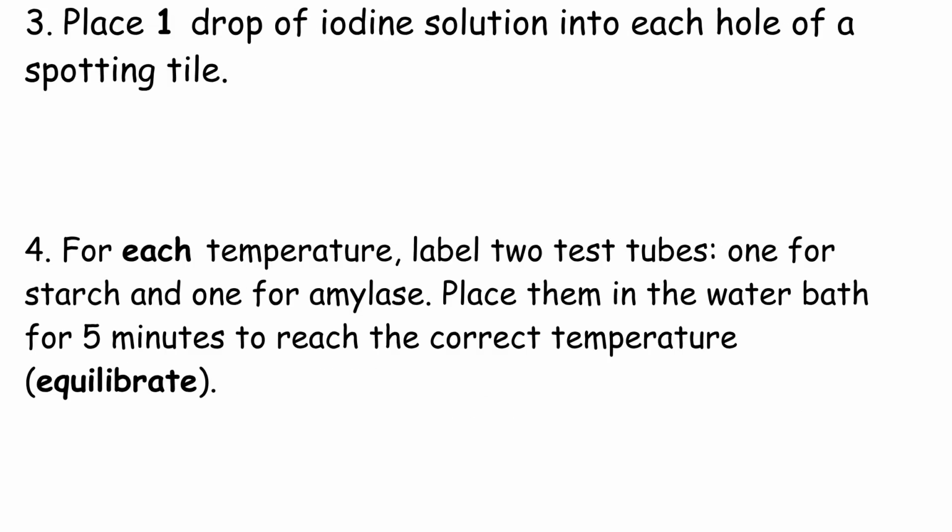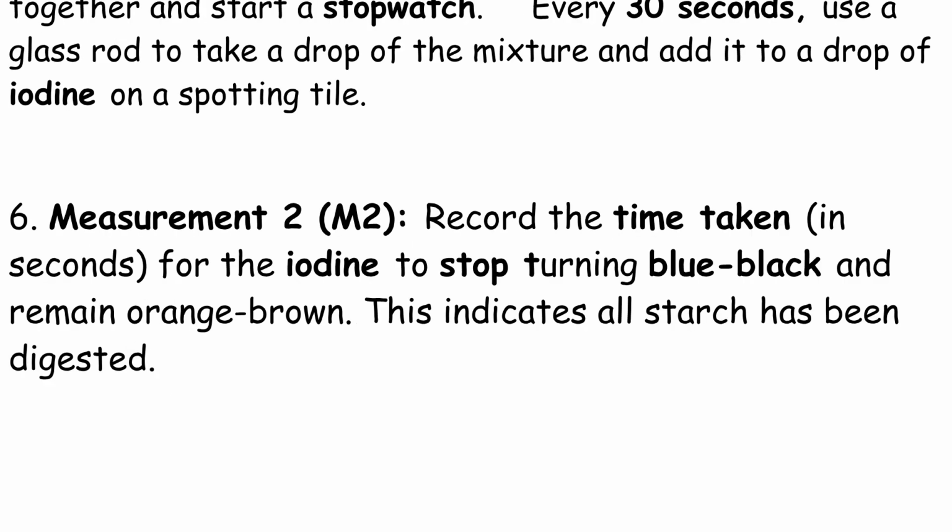Step 3. Place 1 drop of iodine solution into each hole of a spotting tile. Step 4. Label test tubes for starch and amylase for each temperature, and place them in the water bath for 5 minutes to equilibrate. After mixing, start a stopwatch and check the mixture's color with iodine every 30 seconds.